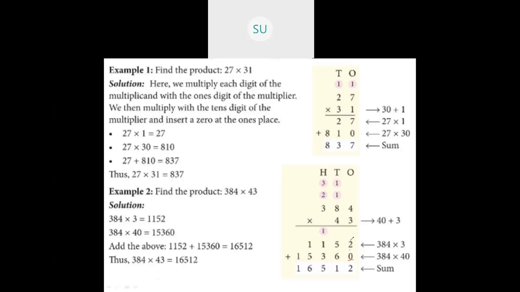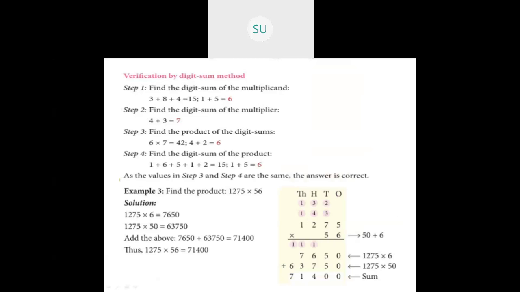So then we multiplied, now we'll add. 2 plus 0 is 2. 5 plus 6 is 11, so write 1, carry over 1. Then 1 plus 1 is 2 and 2 plus 3 is 5. 1 plus 5 is 6 and 0 plus 1 is 1. So the answer here is 16,512. Okay, so this is how you do multiplication of two digit numbers. Then we have to verify.